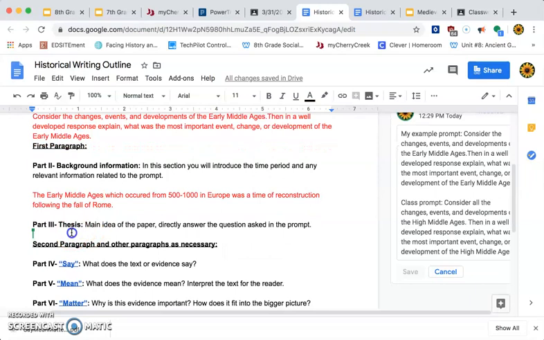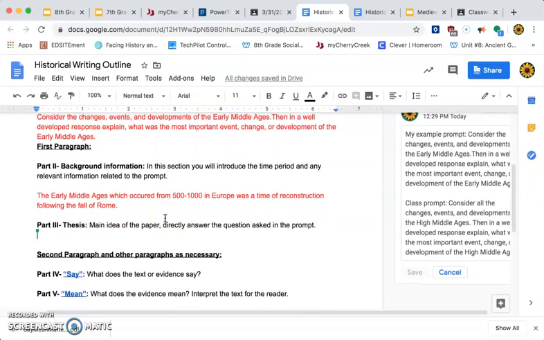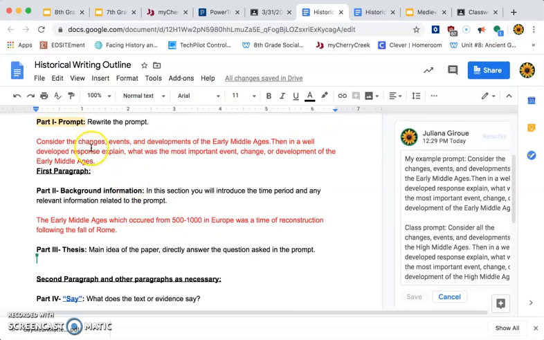All right, we're moving on to the thesis now. Main idea of the paper, directly answer the question asked in the prompt. Well, what was the prompt? Oh, I need to think of a change, event, and development in the Middle Ages that was the most important.